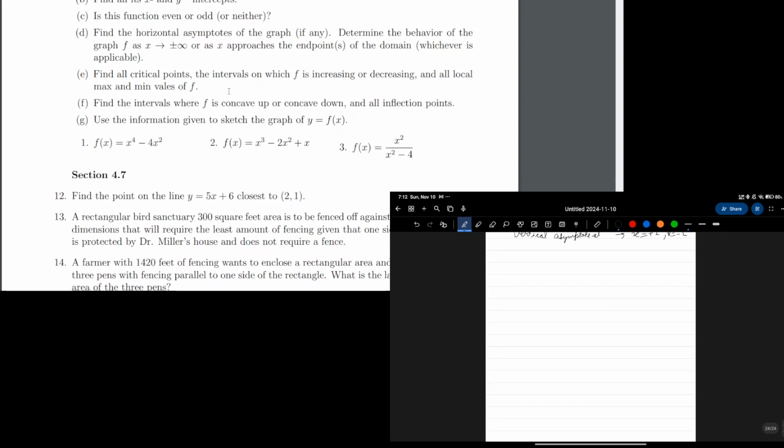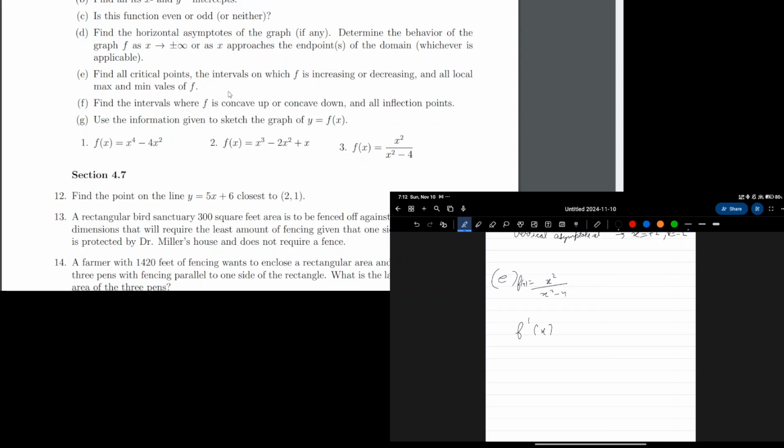Now the next is to find all critical points and intervals of increasing, decreasing, local min, max, concave up, down. Okay, let's do E. x squared over x squared minus 4. Now, how do I find the local min max? I first differentiate, right? So let me do the first derivative and the second derivative test.